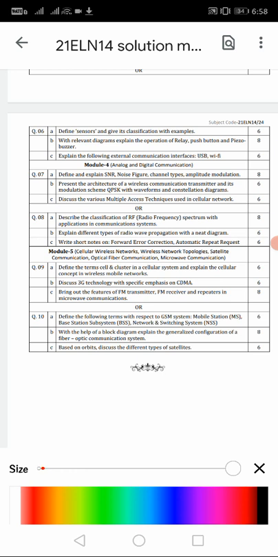Go for it. Next, module number 5, last module. 9A, define the term cell cluster, cellular concepts. Very important question. Go for it. 9A. Next, discuss 3G technology which emphasizes on CDMA.